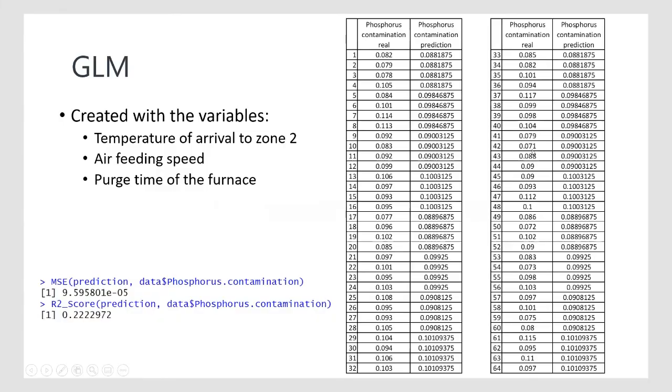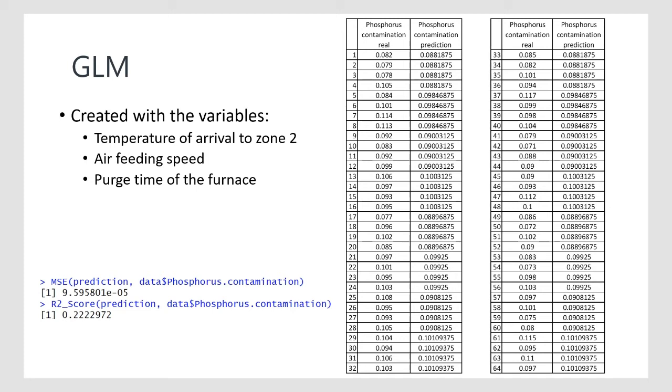For the general linear model, we construct a general linear model based on the temperature of arrival to zone 2, air feeding speed, and purge time of the furnace. We use these three because, since we have seen in all the other deliveries for this project, these are the ones that affect the most. So we use these three to construct our general linear model. And these are the results.